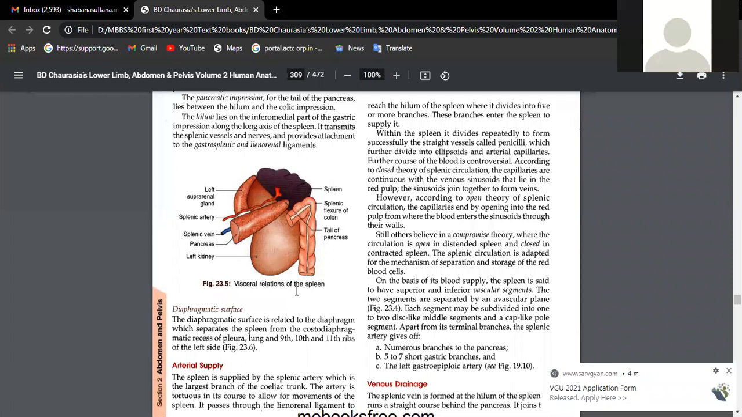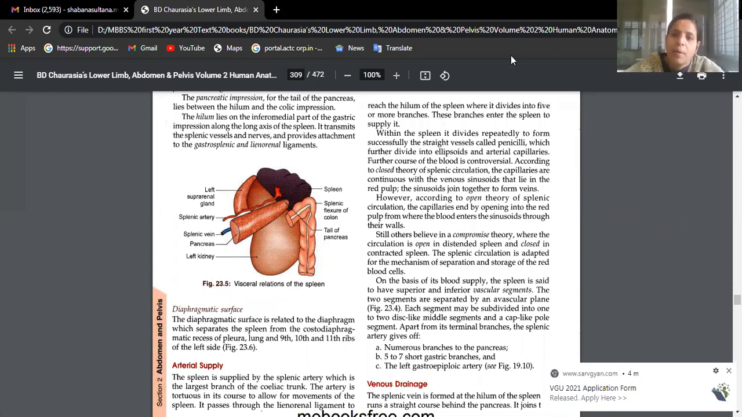What are the major openings of the diaphragm? Meghna is going to tell this. Major openings of diaphragm. Meghna, can you please tell?